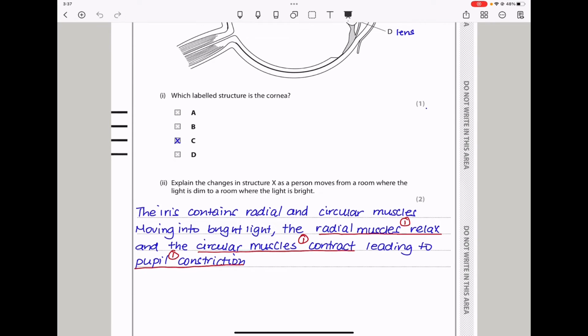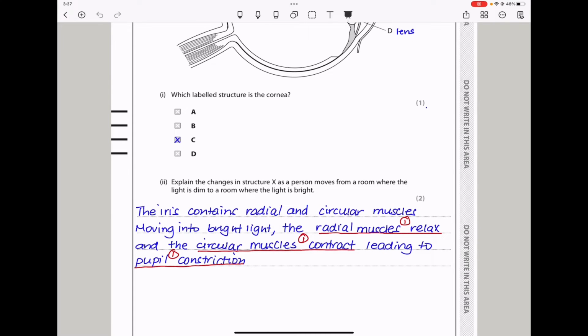So I said the iris contains radial and circular muscles. Moving into bright light, the radial muscles relax and the circular muscles contract, leading to pupil constriction.